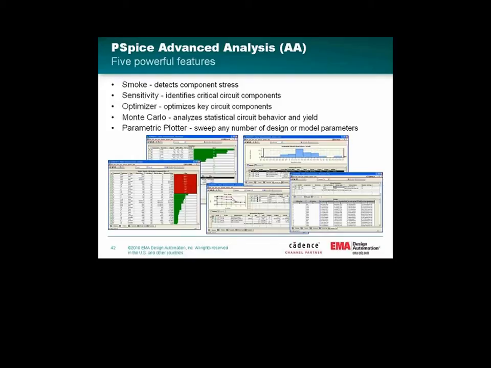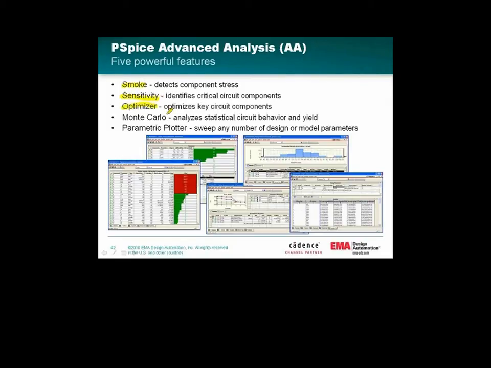Now note that worst case analysis does exist in the regular PSpice tool. This sensitivity tool just is a lot easier to use and gives you a lot more information. So it is kind of an overlap a bit with some additional functionality. Smoke, by the way, was brand new functionality. We don't have that in regular PSpice. So that was smoke and sensitivity.